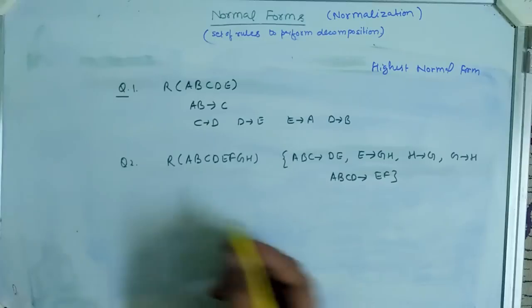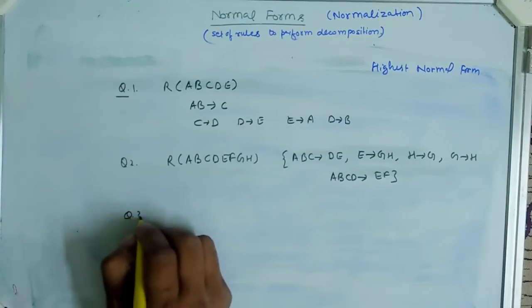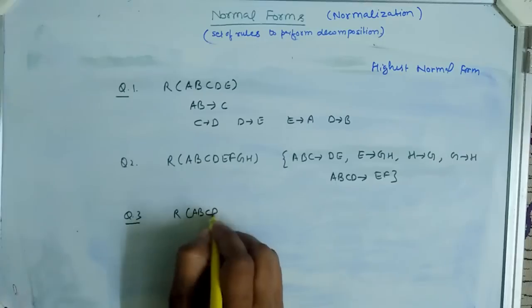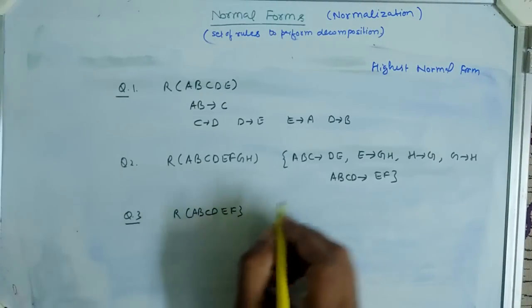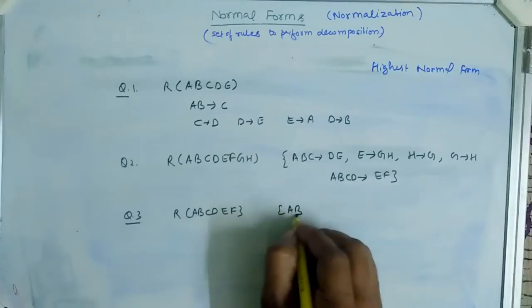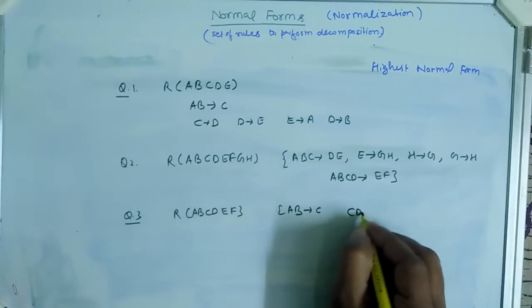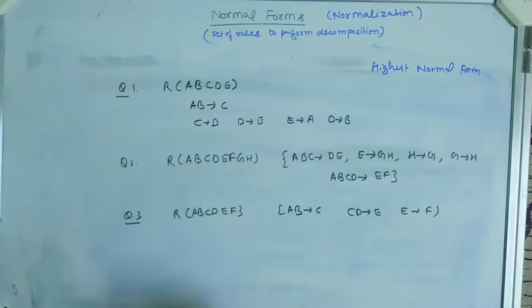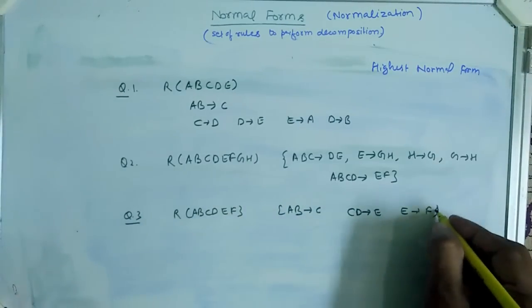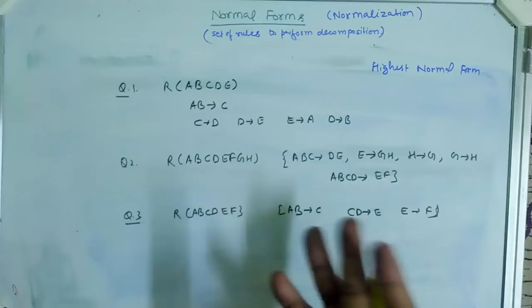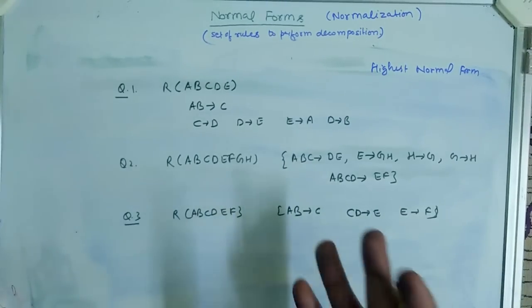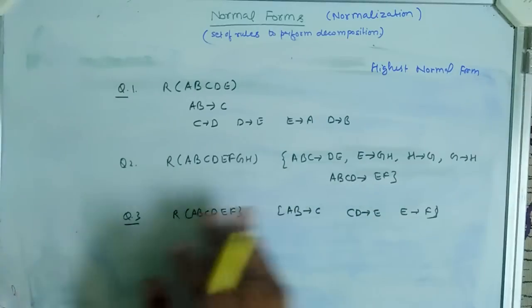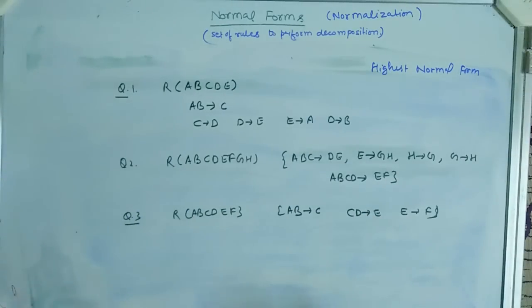Next is question number 3. With A, B, C, D, E, F, the functional dependencies are AB tends to C, D tends to E, E tends to F. Now these are the sets given. Try these questions by yourself and find out the highest normal form. If you find any difficulty, you can post comments. I will give you the answer.